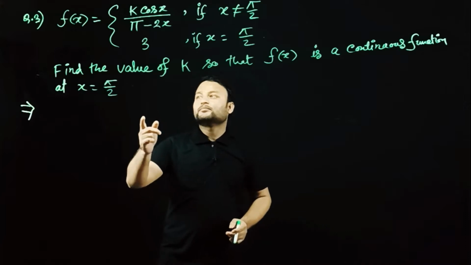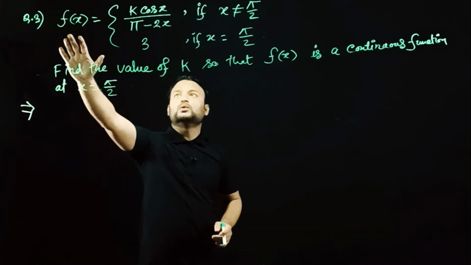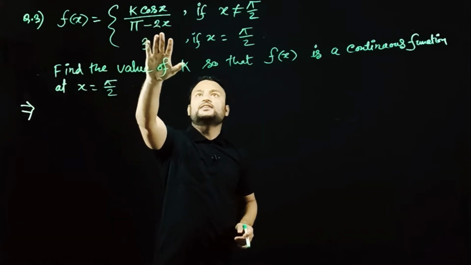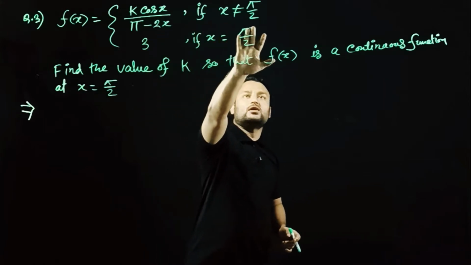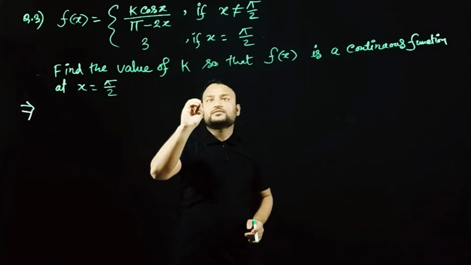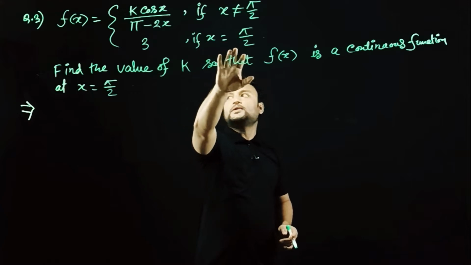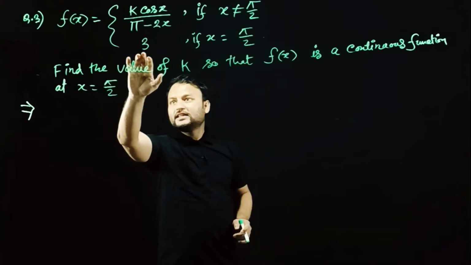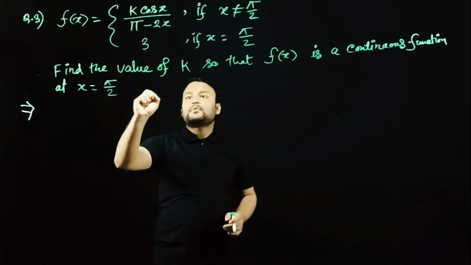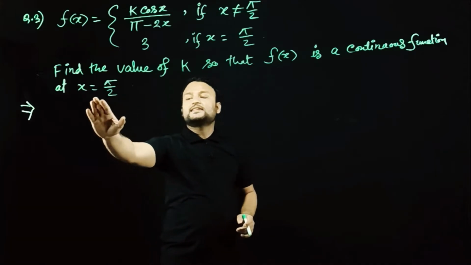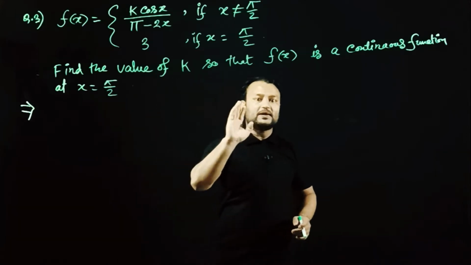Okay, given a problem: f of x equals k cos x divided by pi minus 2x, if x is not equal to pi by 2, and f of x equals 3 if x equals pi by 2. The function is continuous at the point x equals pi by 2, and we have to find the value of k.